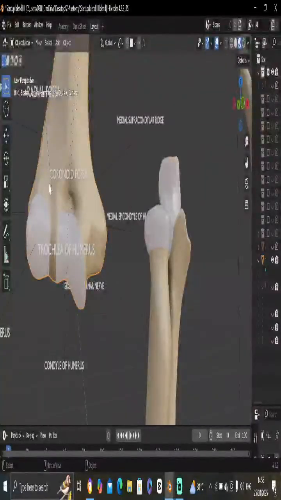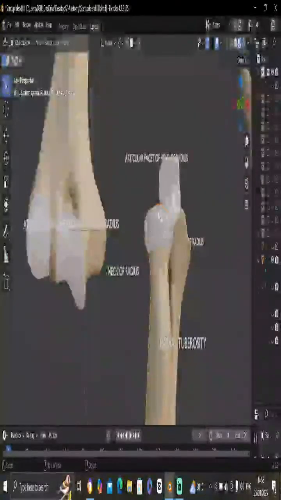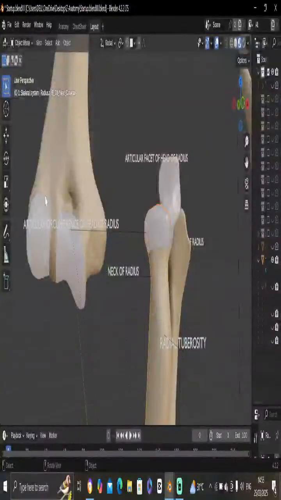Then there's a shallow fossa just above the capitulum. That shallow fossa is known as the radial fossa. You can see this is the radius. There is no prominent projection on the head of the radius, so the radial fossa here is shallower compared to the coronoid fossa.